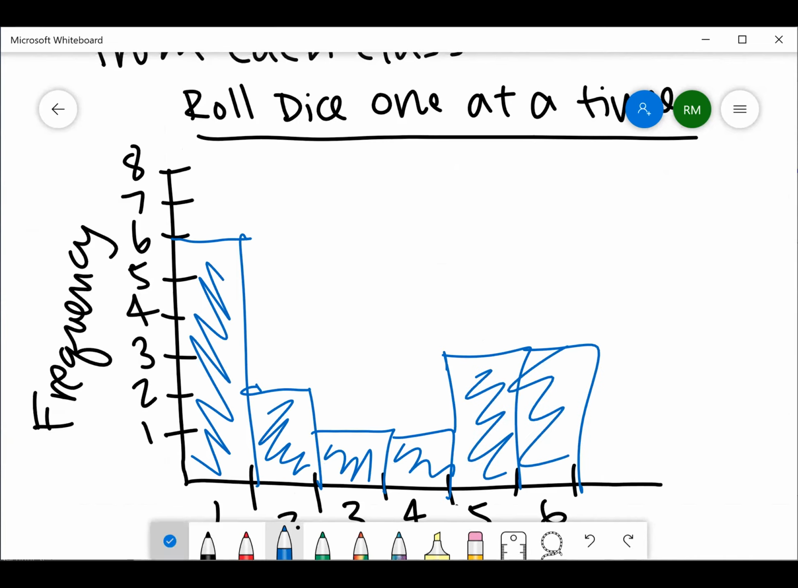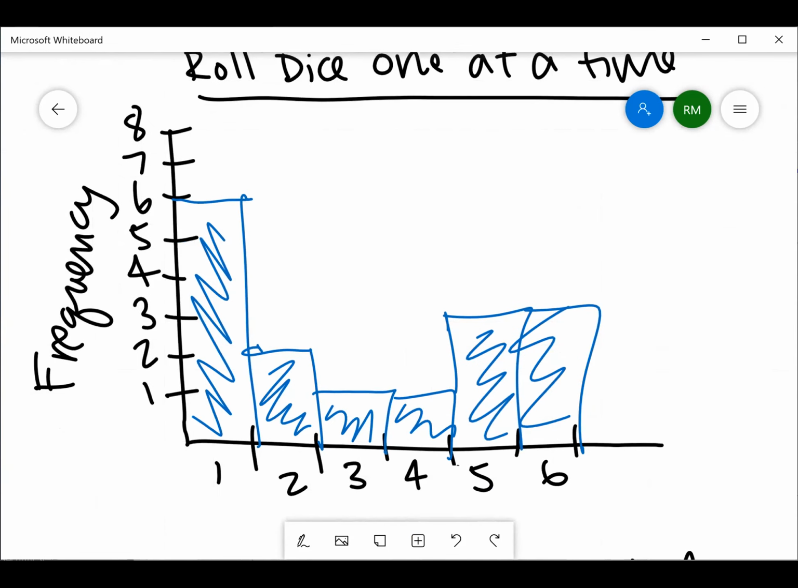Okay, so that histogram is a little bit all over the place. We know that if we rolled lots and lots of dice, it would be relatively flat. It should be a uniform distribution, but that's not what we had today.